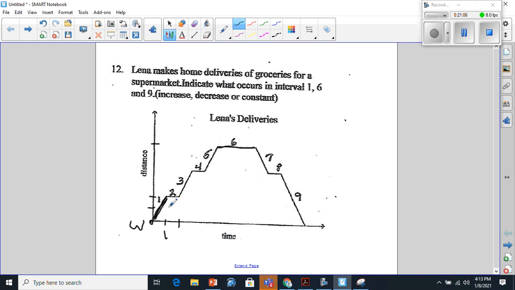So I would say number 1 is leaving work, and number 6 would be equal to making her delivery.